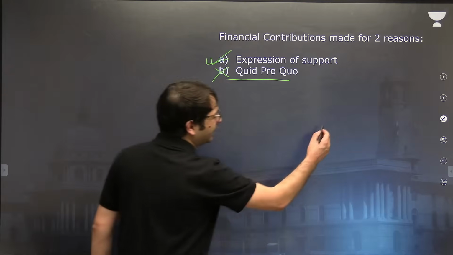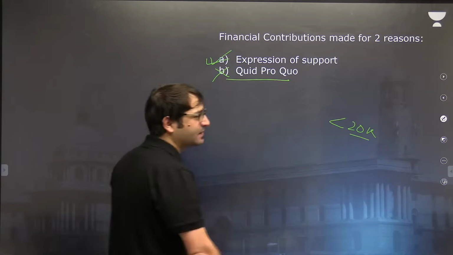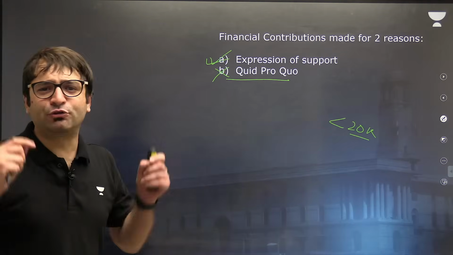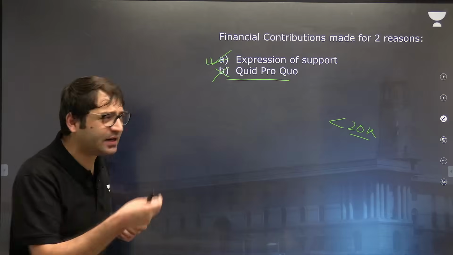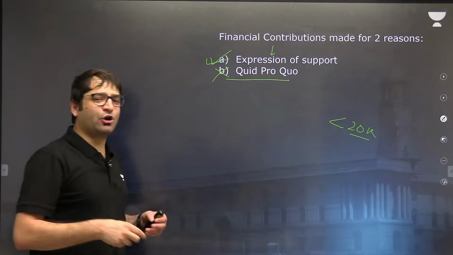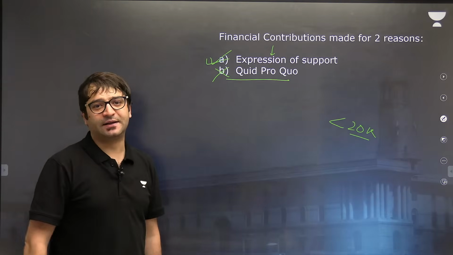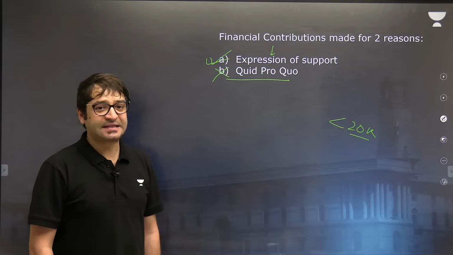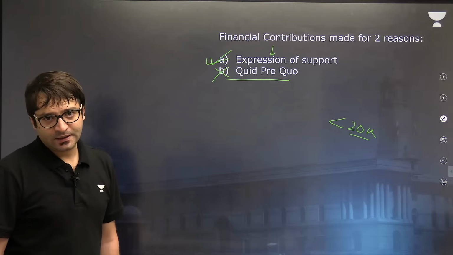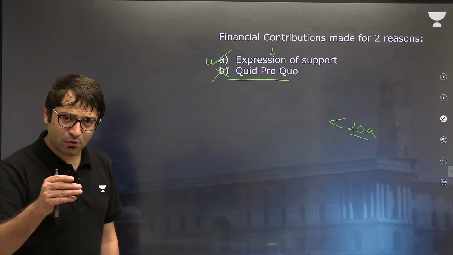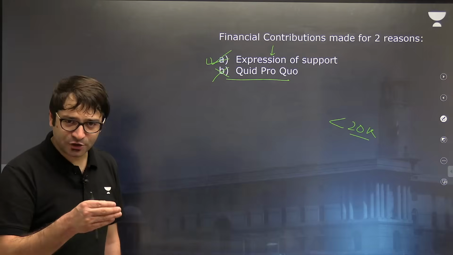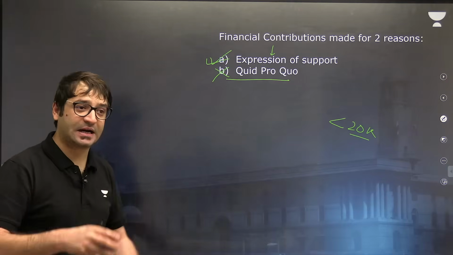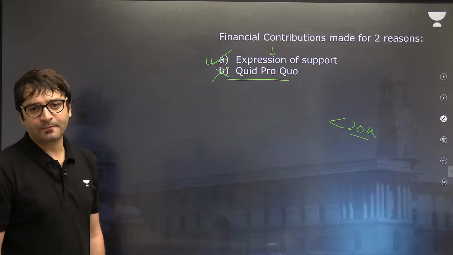For that, if you are donating less than 20,000 rupees, we may come to a conclusion that you are donating money to this political party out of your sheer support. This is your expression of support to this political party. But if you are donating more, we may safely assume that there is an element of quid pro quo. There is an element of give and take. Those financial contributions we cannot protect under the garb of right to privacy.